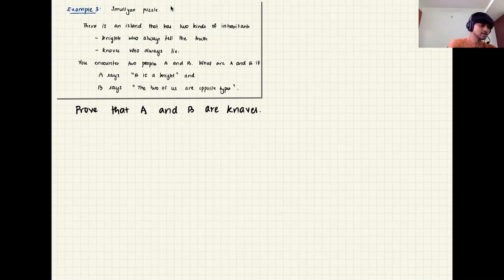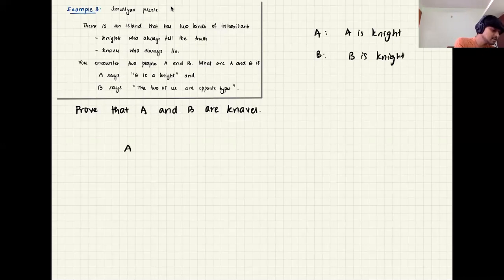Yeah, so what are the premises? So suppose I say A means A is a knight and B means B is a knight. That is a proposition, B is a knight. Okay. Now, what are the premises? What are said? A says B is a knight. From this, what are the things we can infer? If A was a knight, then that implies that B is a knight. Whereas if A was a knave, then this implies B is a knave.